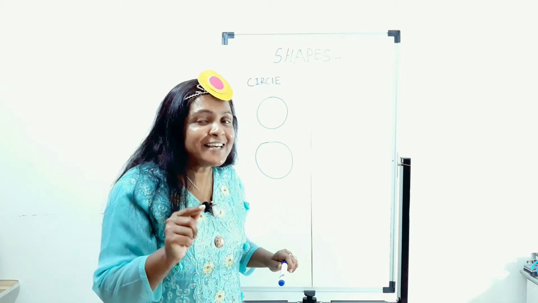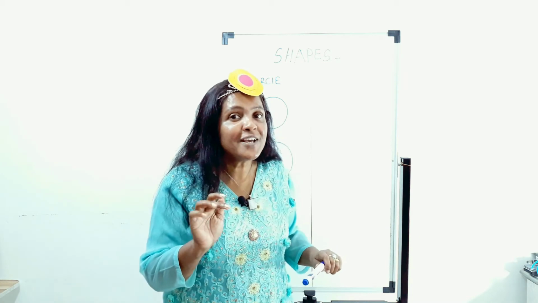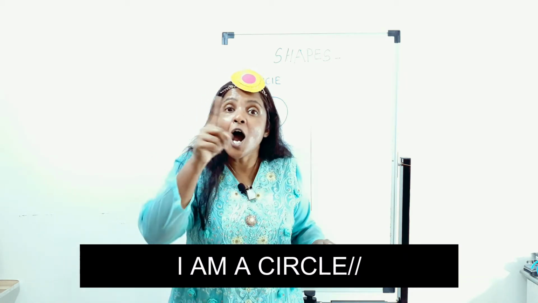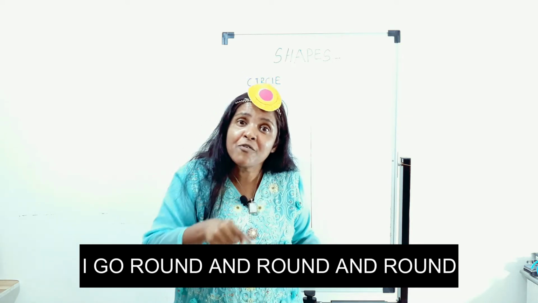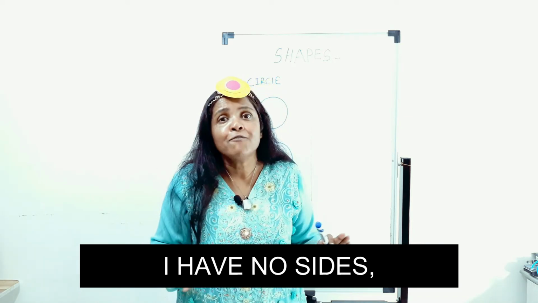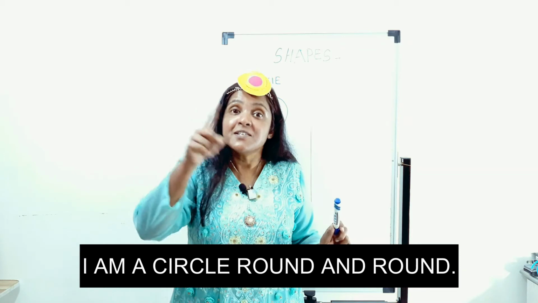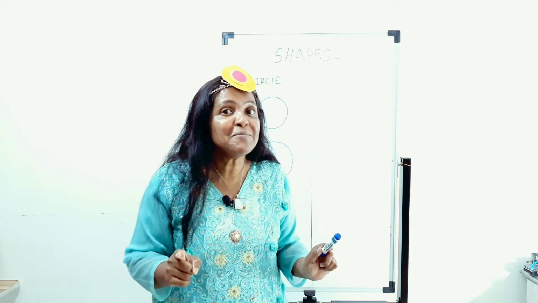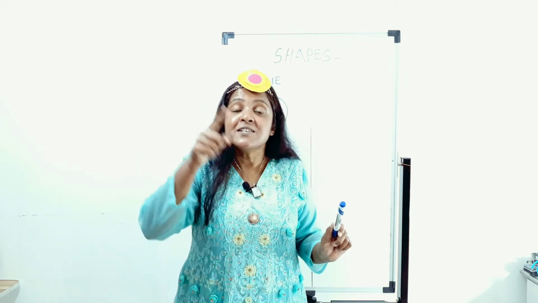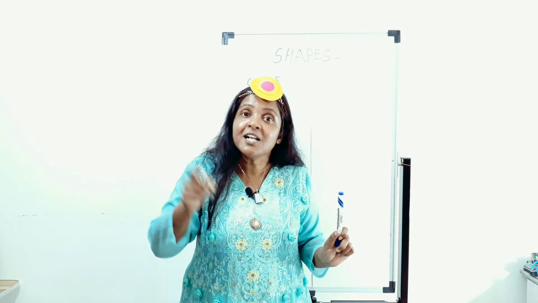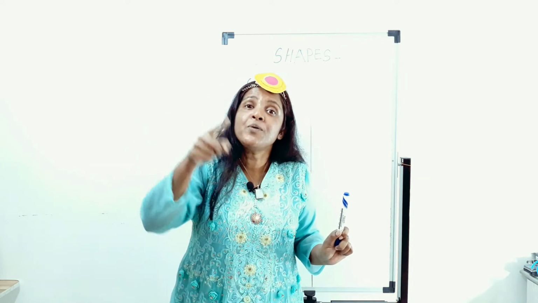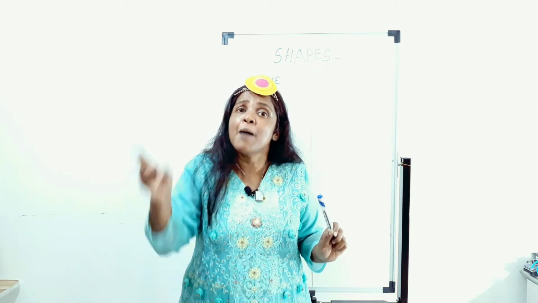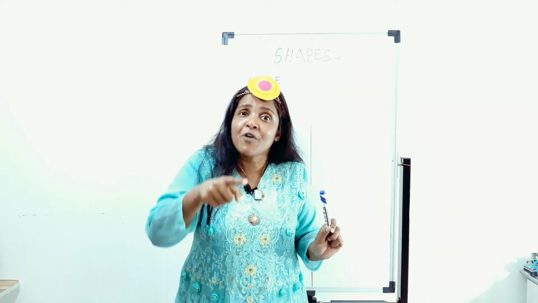Shall we sing? Yes. 1, 2, 3, start. I'm a circle, I go round and round and round. I have no sides, I'm a circle round and round. One more time. I'm a circle, I go round and round and round. I have no sides, I'm a circle round and round.